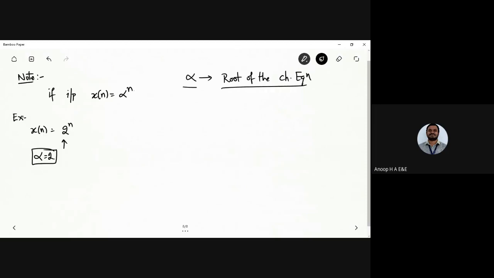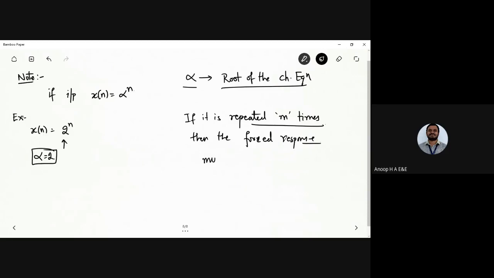So if I have alpha as the root of the characteristic equation, and it is repeated m number of times, then the forced response must be multiplied with n power m.